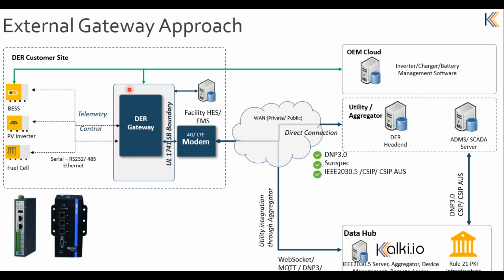And the DR gateway helps you to comply with the UL1741 SB certification. So this can enable you to have any of the protocols like DNP3, SunSpec, 2030.5, and the rest of the story is the same. So the gateway can exchange data with the utility systems directly over 2030.5. It can also exchange data with an aggregator.